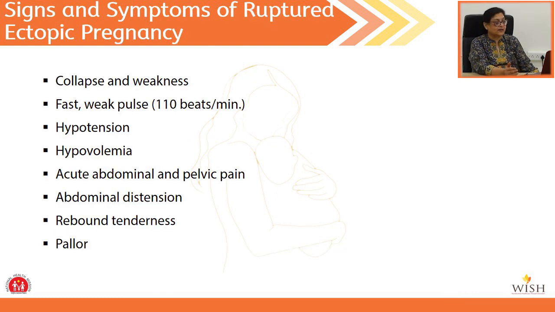If the ectopic has ruptured and the patient is bleeding into the peritoneal cavity, she may present in a very acute state. There could be collapse, there could be a fast, weak pulse, there could be fall in blood pressure, she could show all signs of hypovolemic shock, acute abdominal and pelvic pain, abdominal distension because of the blood collection and also because of the starting of peritonitis, rebound tenderness and increasing pallor.